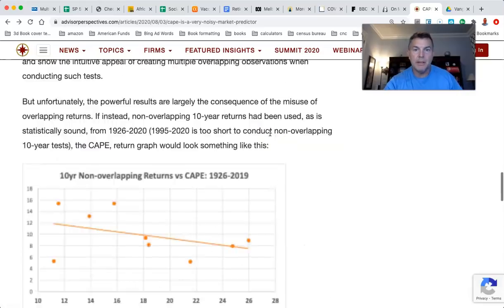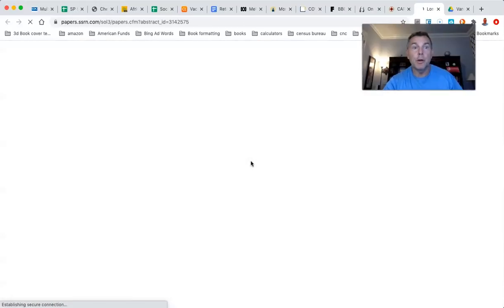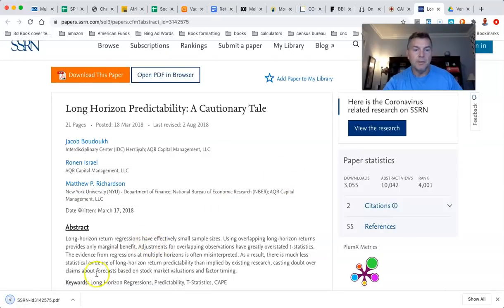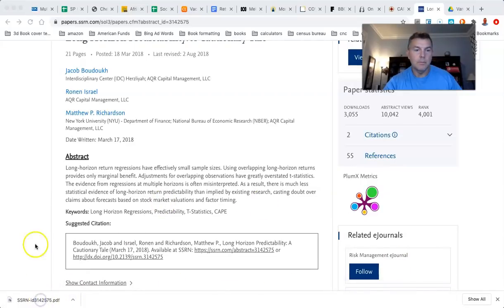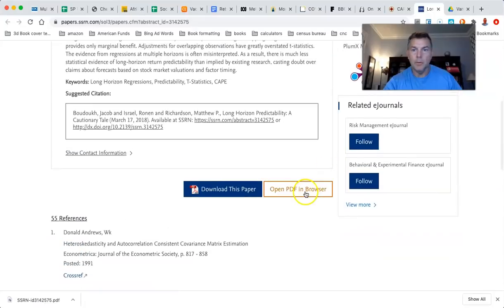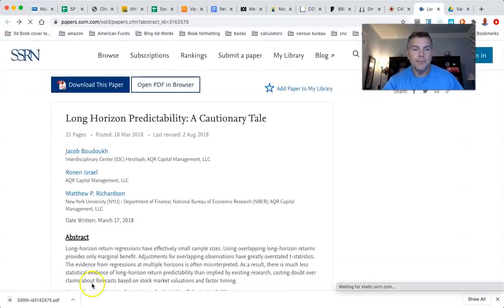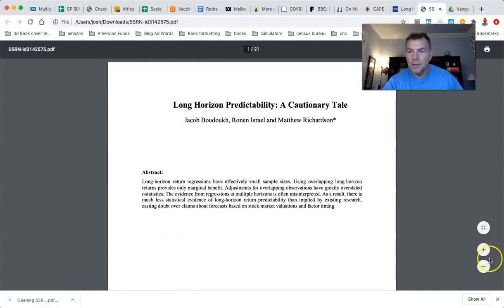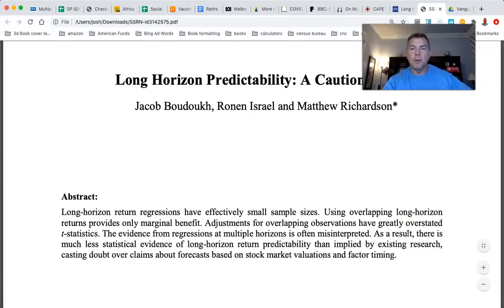So I'm going to go to this paper right here. I just got done reading this for your reading pleasure, and we're going to go into this. We're going to download it. Can I open it? And I'm going to read you some of the highlights because it's incredibly important. Open PDF in browser. There we go. Nice, sweet. I'm just going to go down to right here.